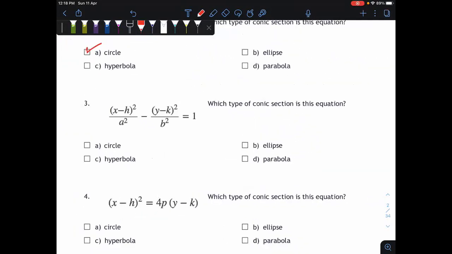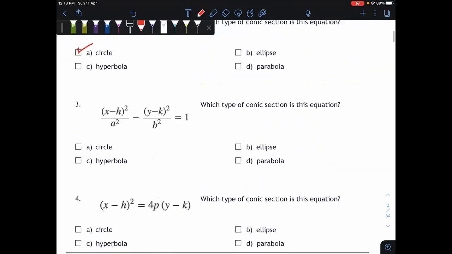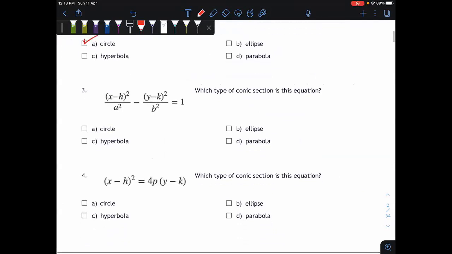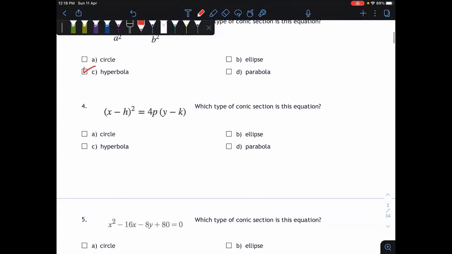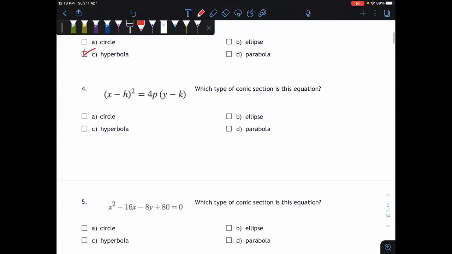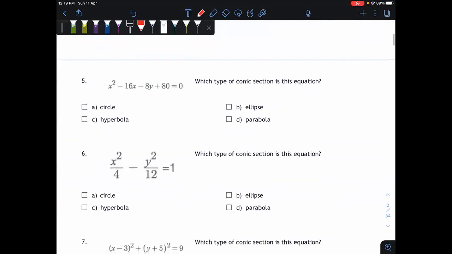Yes, number three. Pick up, all of you guys. Which type of conic section is this equation? It's a hyperbola. Number four. Which type of conic section is this equation? Yes, answer, guys. Parabola. It opens up or down because the squaring is on x. Next question, number five. Which type of conic section is this equation?